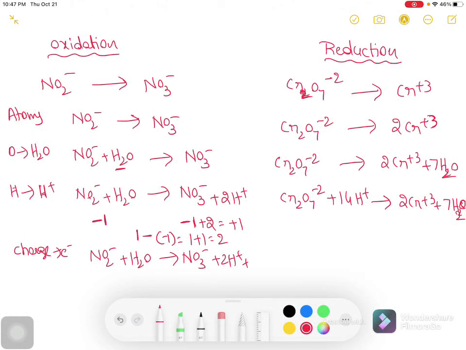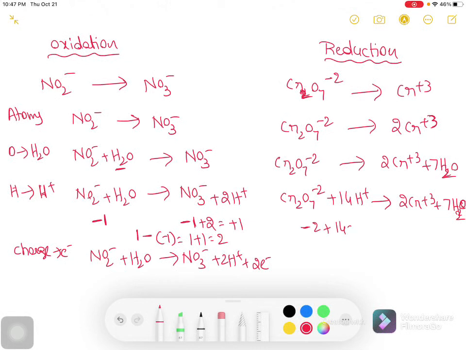But there is some confusion if both negative and positive values are present. So simply you can find it like this. For identifying the difference, simply subtract higher value minus lower value. Higher value is 1, lower value is minus 1. So you will get 1 plus 1, 2. So 2 electrons.